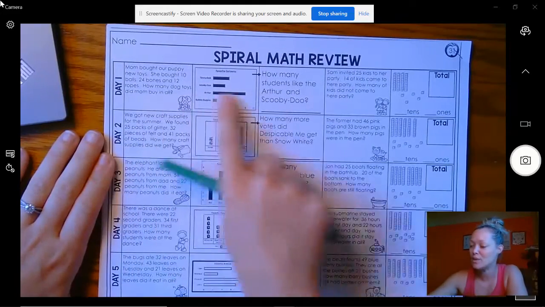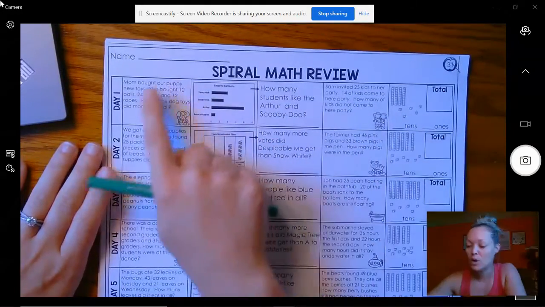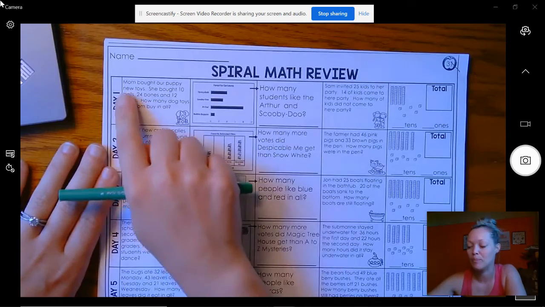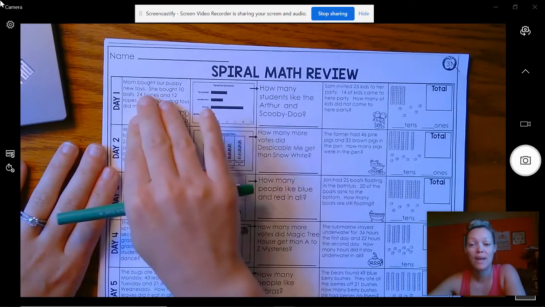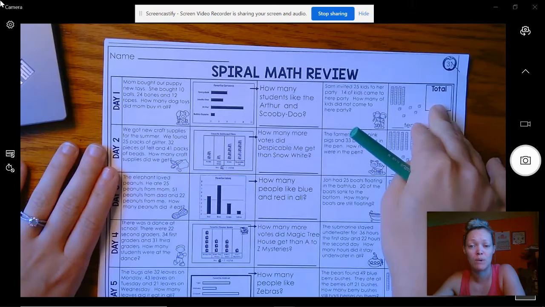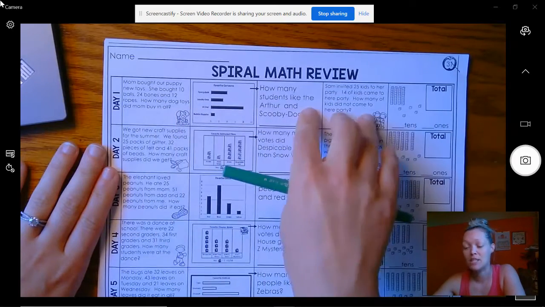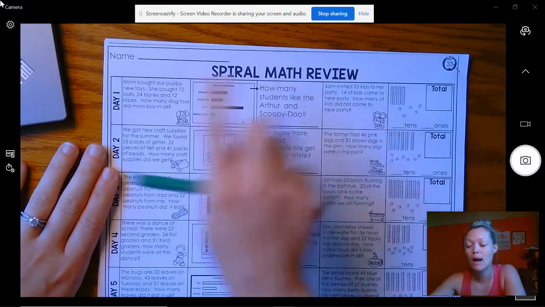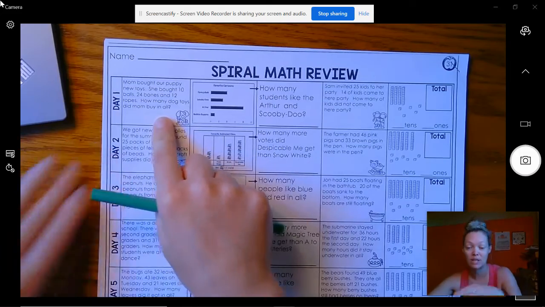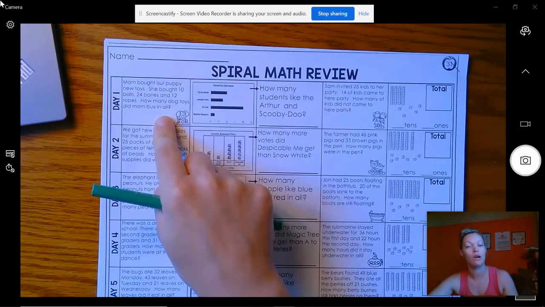Okay, we are just going to do day one. So first there's a story problem. You can wait until I go through all of these and then do them on your own. If you can read these on your own, you may do them on your own, or I'll read them and you can pause to solve each problem after I read them if you feel more comfortable that way.